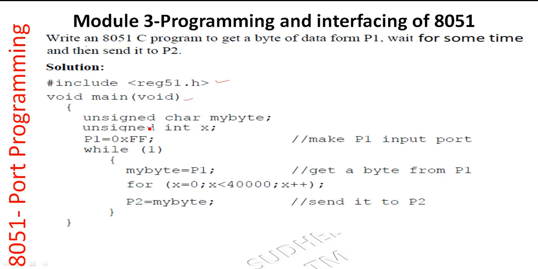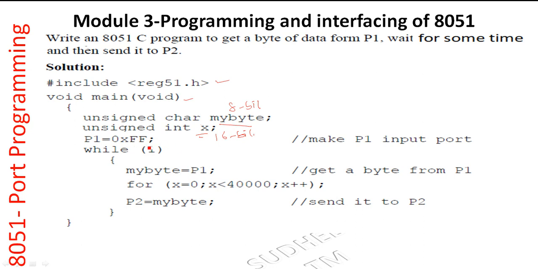Then we have an unsigned char, an unsigned character byte declared here, and the name is mybyte. The data read from port P1 will be copied to mybyte, and mybyte will be sent to port 2 later. Then unsigned int x: this is an 8-bit variable, and this is a 16-bit variable. We have the 8-bit mybyte and the 16-bit x to define the delay.